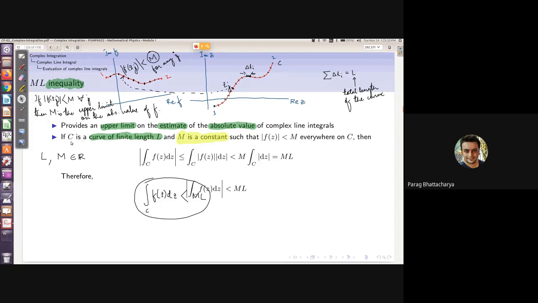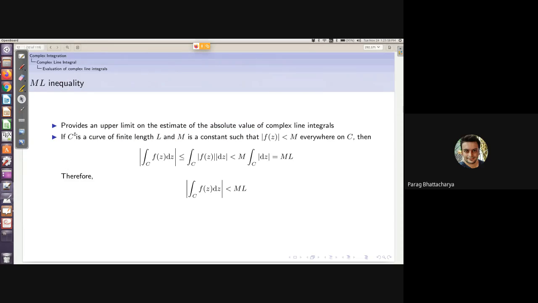Sorry, I forgot, it has to be the absolute value. The absolute value of this integral will always be less than ML, because these are real numbers. I cannot simply say a complex quantity is less than ML, so I have to take the absolute value, which makes it a real value. So this is your ML inequality.